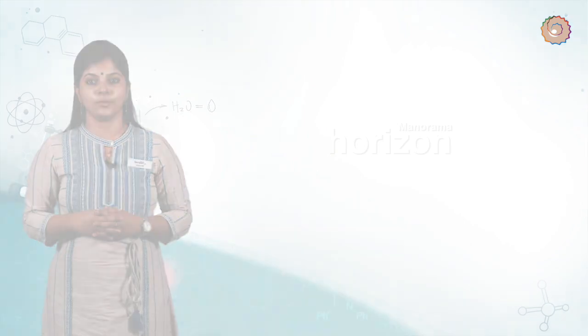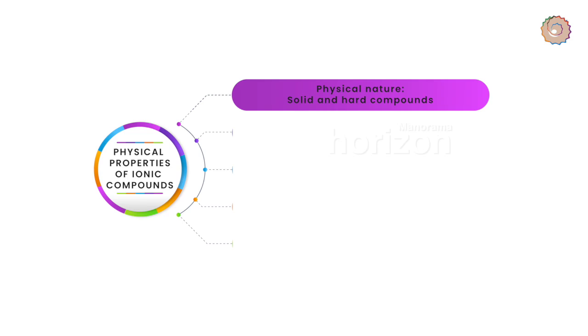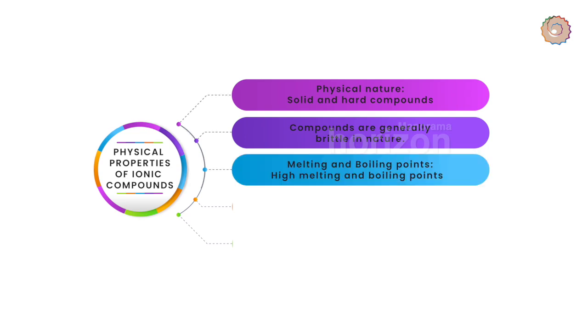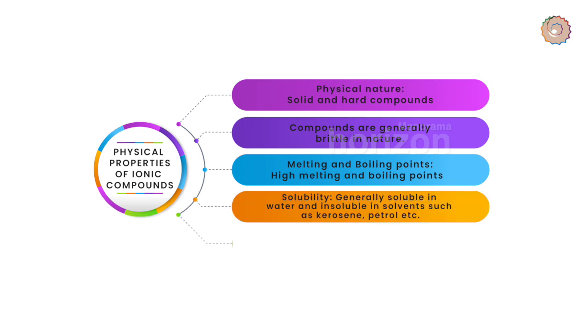So, let's see some of the physical properties of ionic compounds. Ionic compounds are solids and somewhat hard because of the strong force of attraction between the positively and the negatively charged ions. These compounds are generally brittle and break into pieces when pressure is applied. And ionic compounds have high melting and boiling points, and this is because a considerable amount of energy is required to break the strong inter-ionic force of attraction between them.